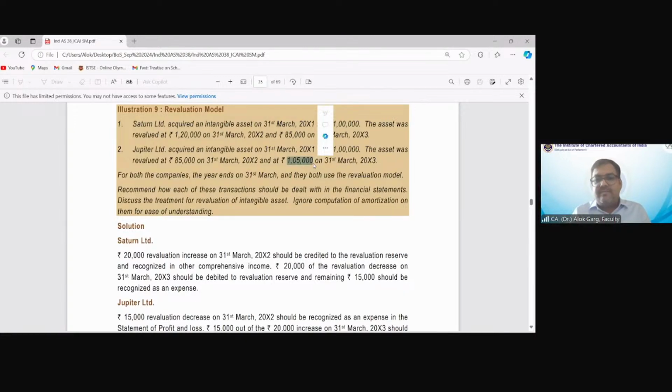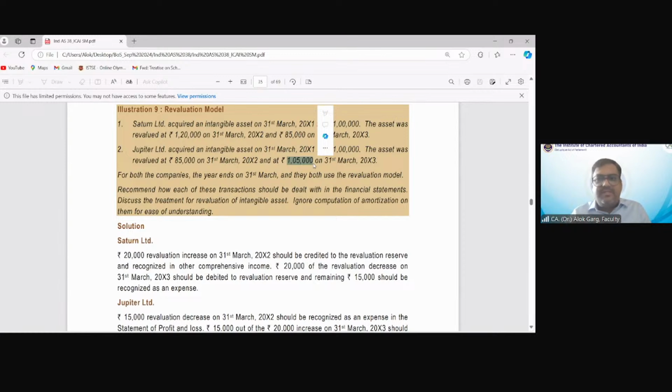20,000 increase. What is the accounting entry? Whatever balance is in the impairment loss we will reverse, and the balance 5,000 goes to revaluation reserve. So what is the balance in the impairment loss? What we have already debited: 15,000. So impairment loss needs to be credited 15,000.